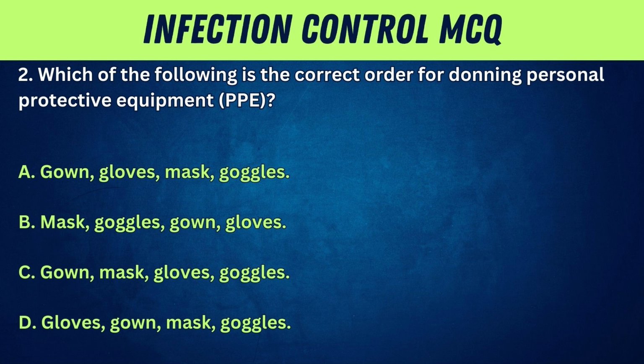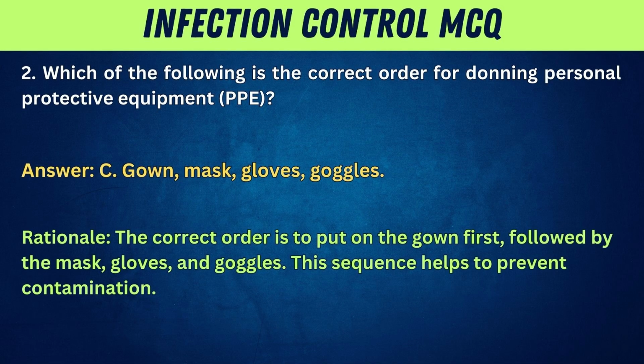2. Which of the following is the correct order for donning personal protective equipment, PPE? A. Gown, gloves, mask, goggles. B. Mask, goggles, gown, gloves. C. Gown, mask, gloves, goggles. D. Gloves, gown, mask, goggles. Answer: C. Gown, mask, gloves, goggles.